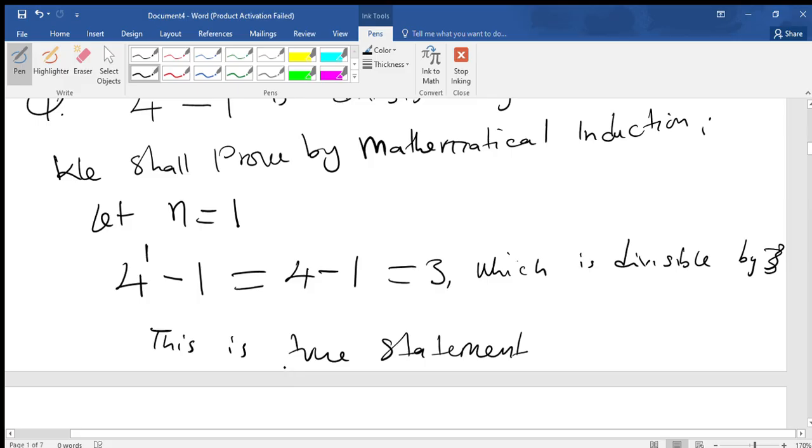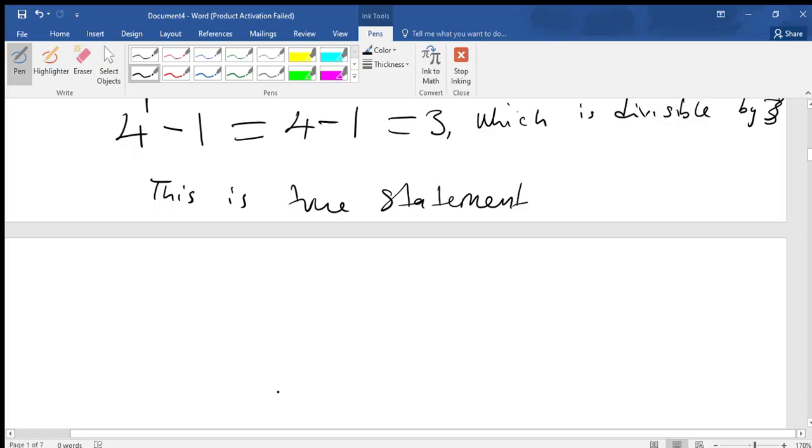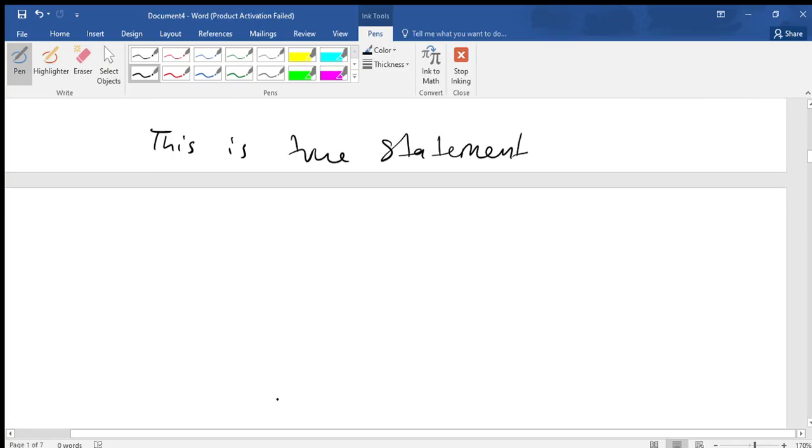Then from there we go to the inductive step. We know what the inductive step does. In the inductive step, what are we going to say? We are going to assume that it is true for n equal to k, and then show that it is also true for n equal to k plus 1. So here we can say, assume.